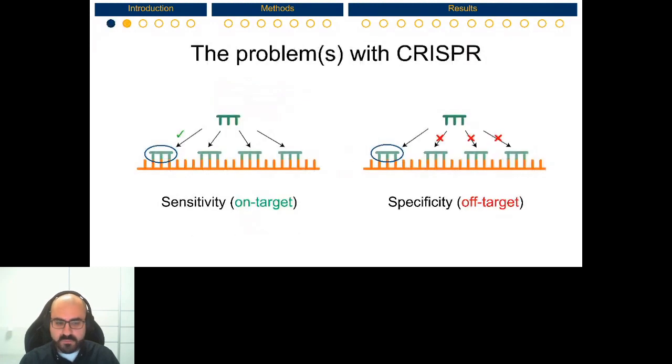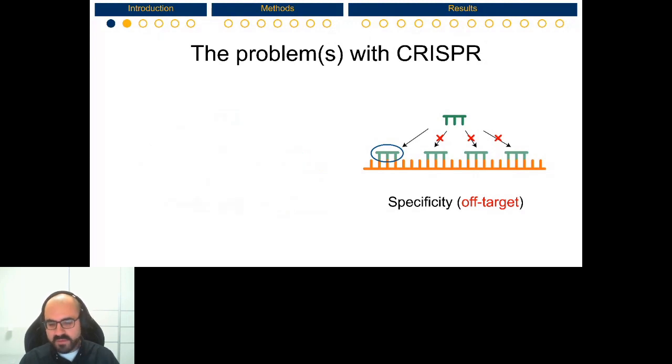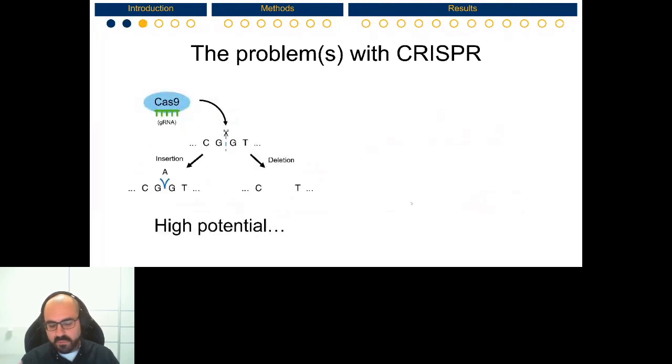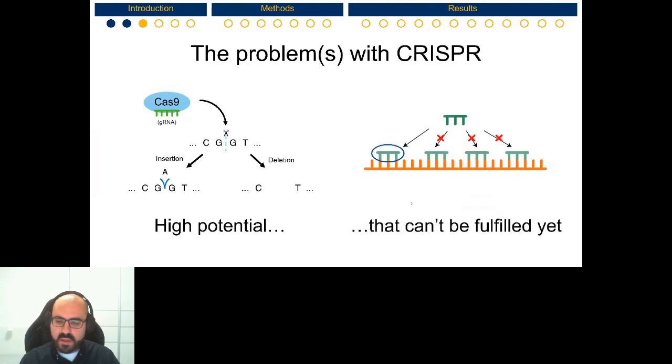But it has many problems. For example, in many cases, it doesn't edit where we want it to edit, so it doesn't affect the on target, but it does affect some other undesired regions of DNA, so it affects off targets. And so while CRISPR is full of potential for scientific and medical uses, this potential cannot be fulfilled yet because we cannot use it precisely. Right now, the use is relatively imprecise.